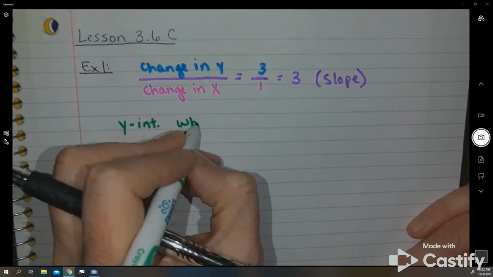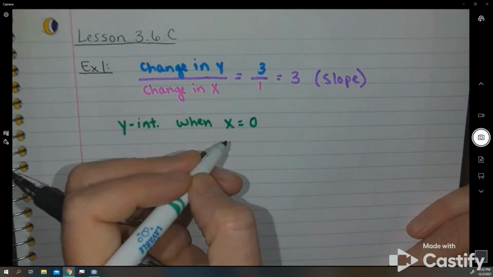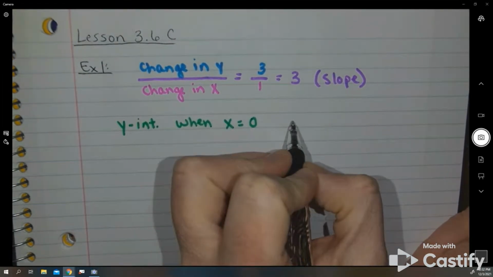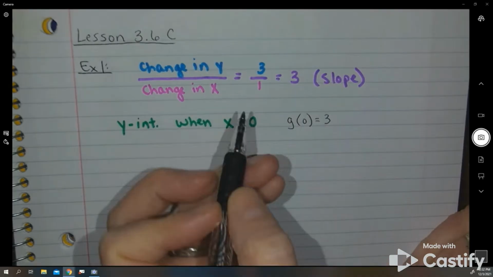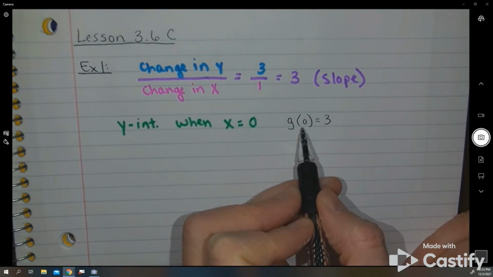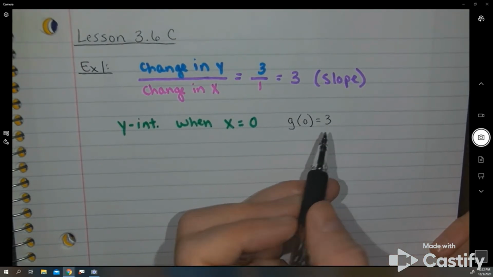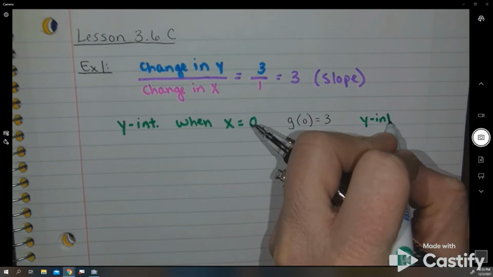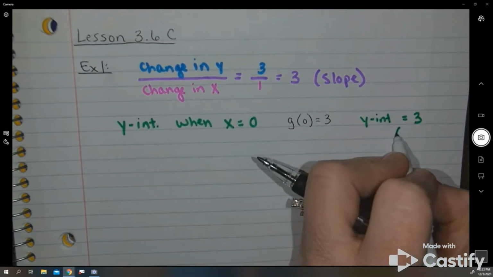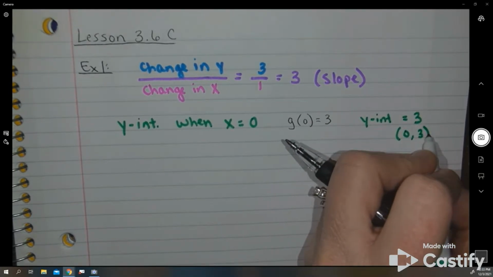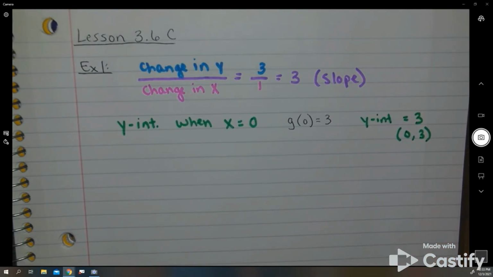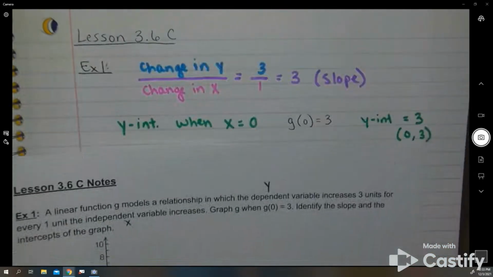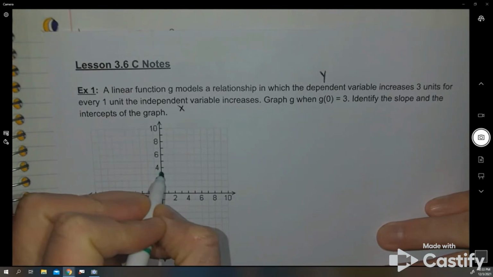The y-intercept is when x equals 0. So if they give us the information that g of 0 equals 3, they're telling us that x is 0, and when x is 0, y is 3. So our y-intercept is 3. Or if we're thinking about it in terms of a point for the graph, 0, 3. So we're going to plot that y-intercept 0, 3.